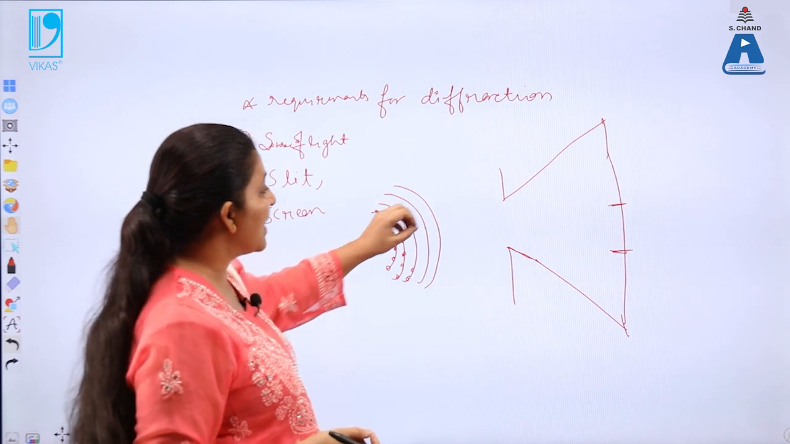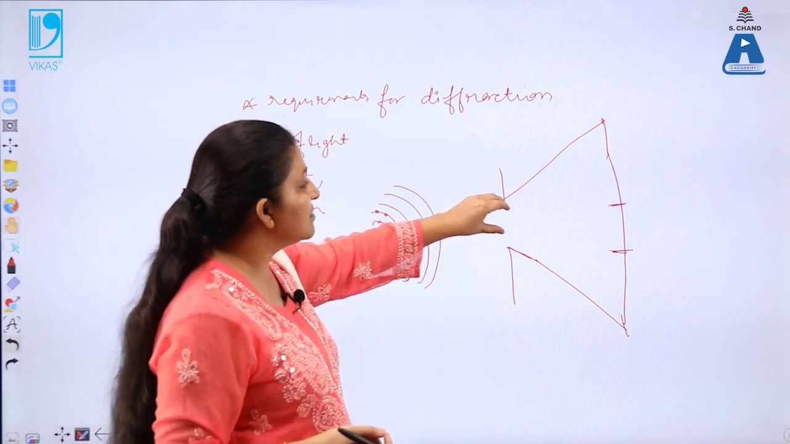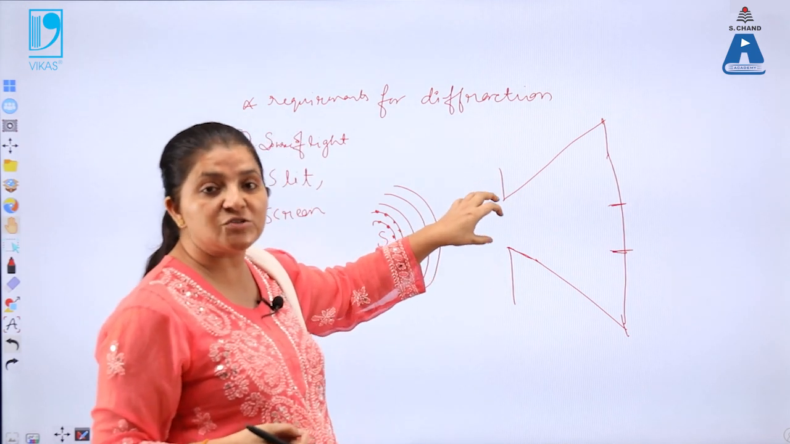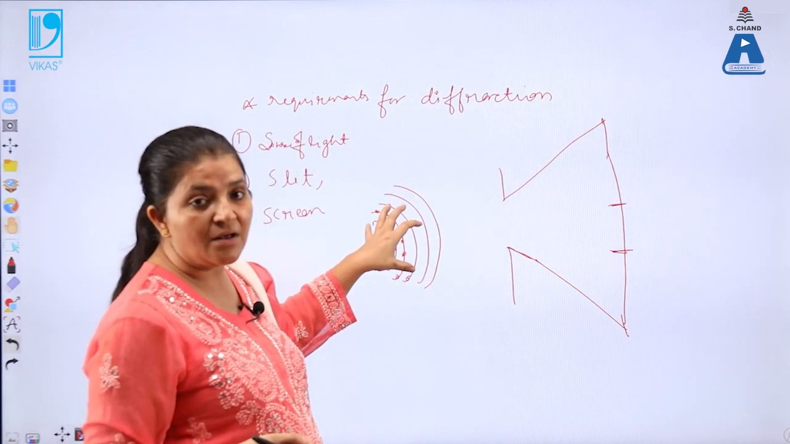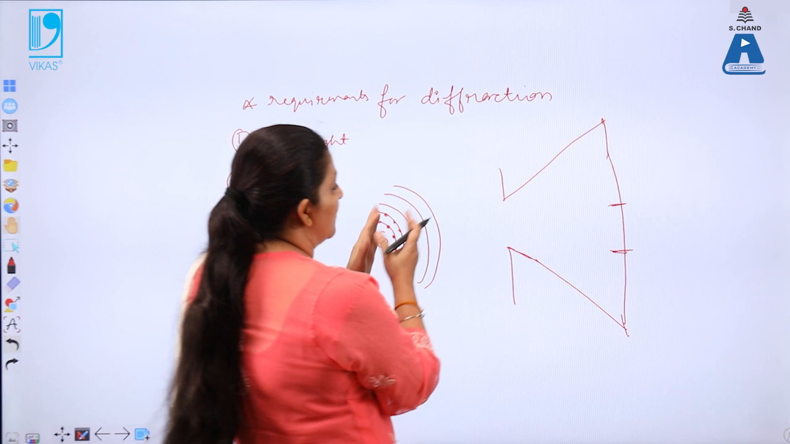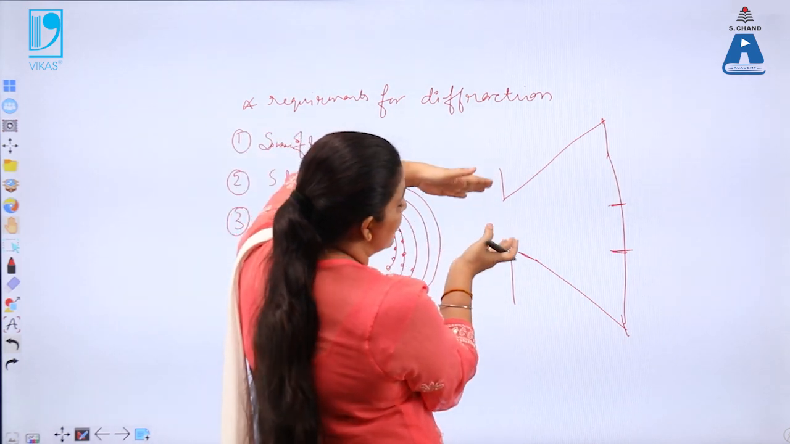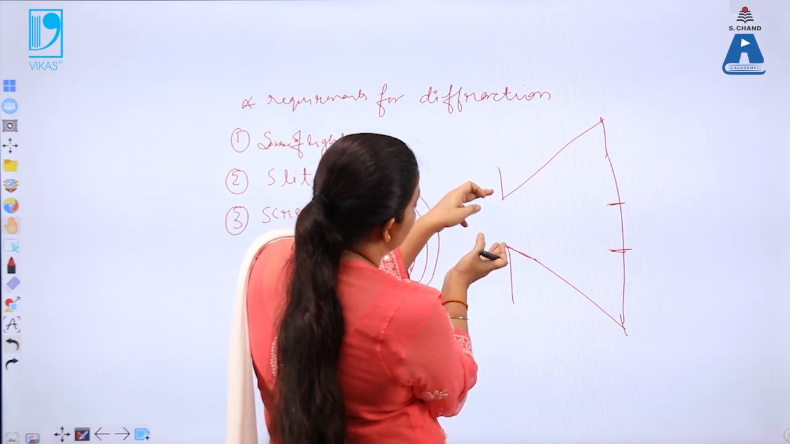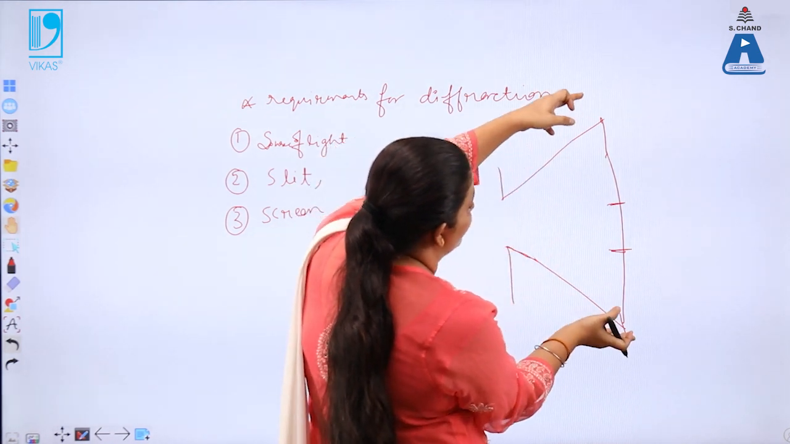That means the light is spreading into the shadow of this slit, or the shadow of this object which is placed in front of the light. So when the object is placed in front of light, what are we getting here? We are getting this narrow slit that will appear like here.